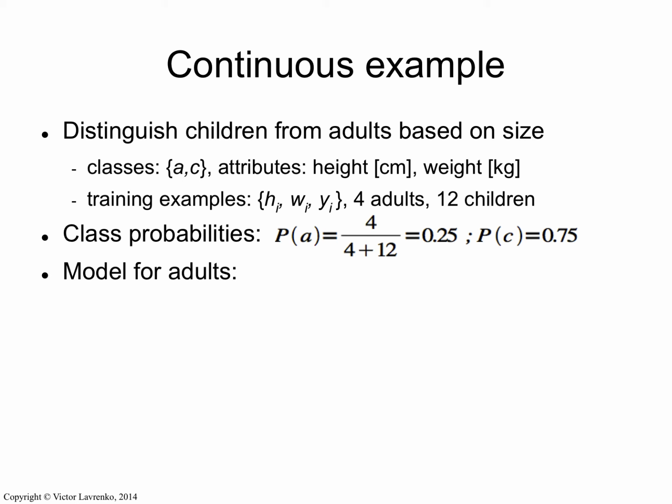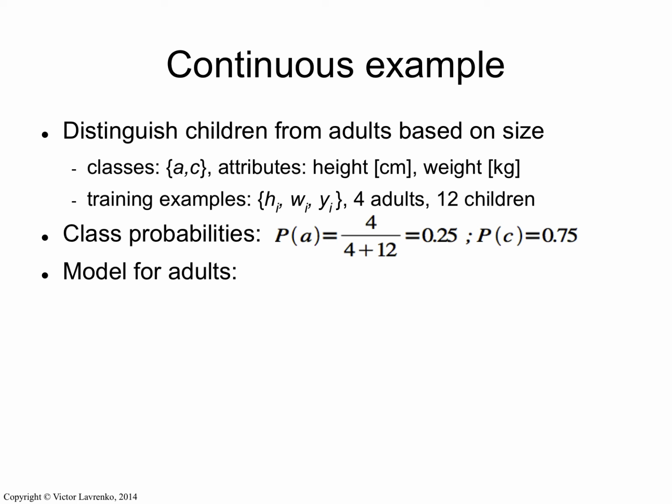Assuming they're an adult, what is the model for the height and the weight? And assuming they're a child, what is the model for the height and the weight? Now, height and weight are real numbers. I cannot just count how many adults had a height of exactly 182.3 centimeters, because there might be none. So I cannot count. What I'm going to do is assume a continuous model.